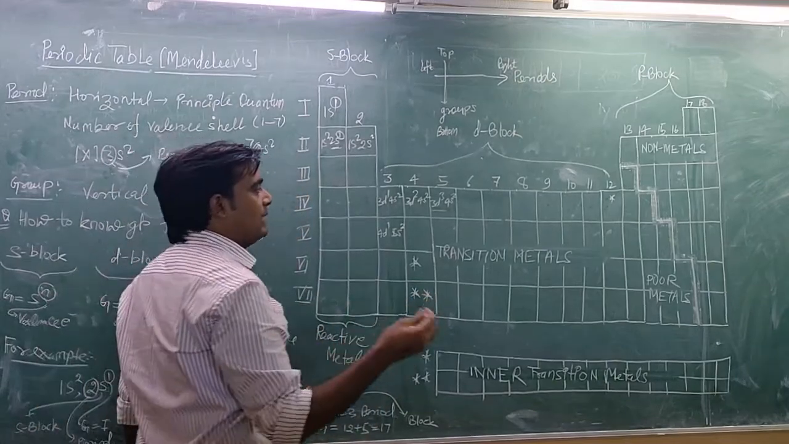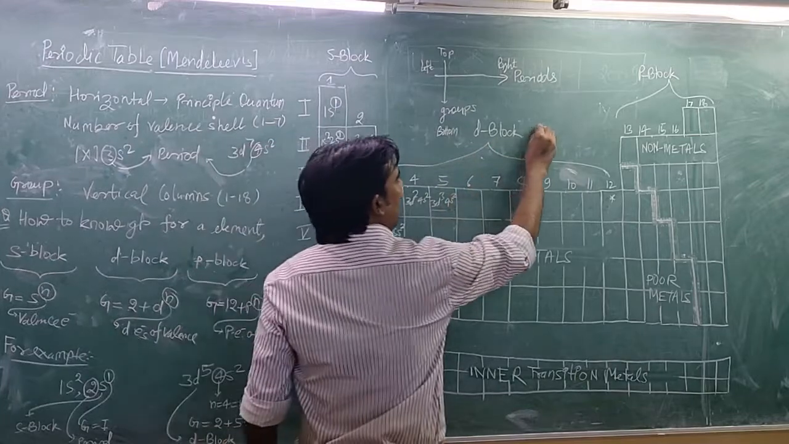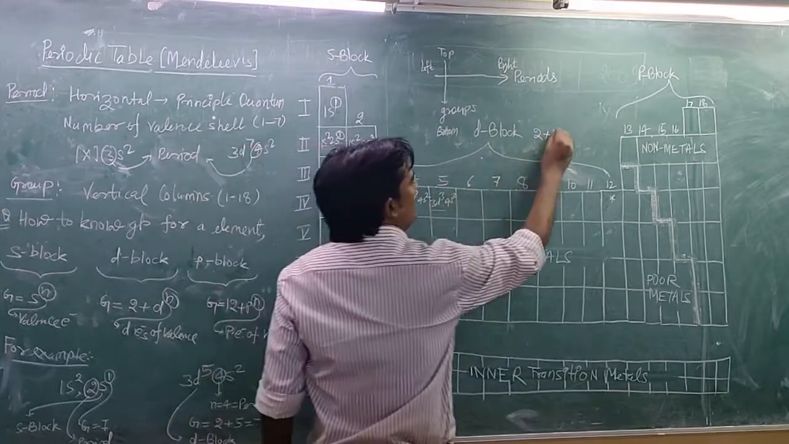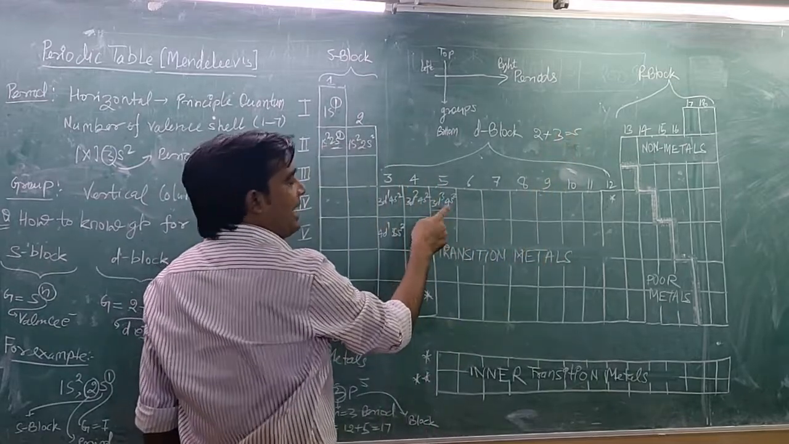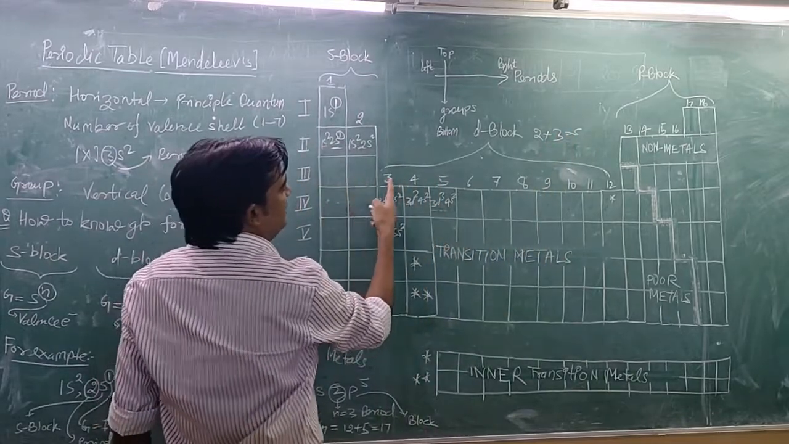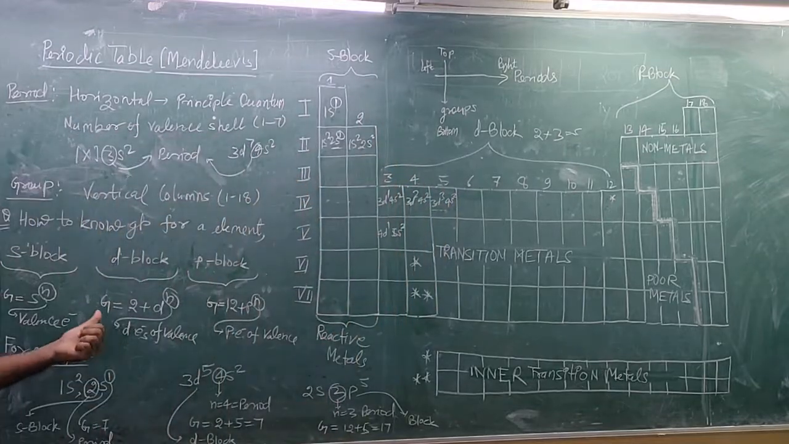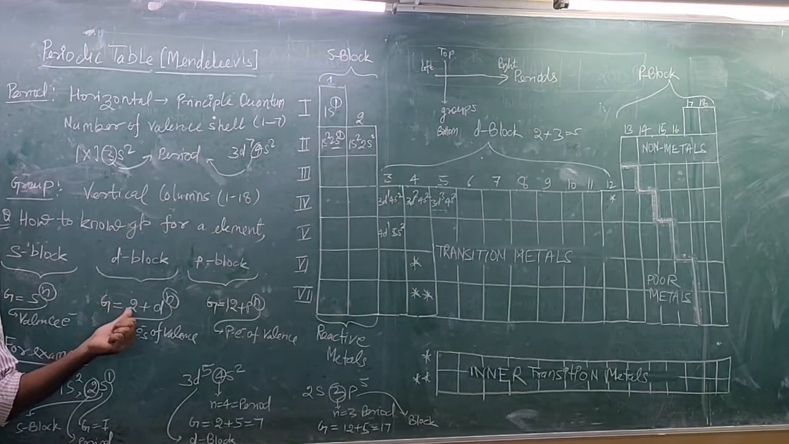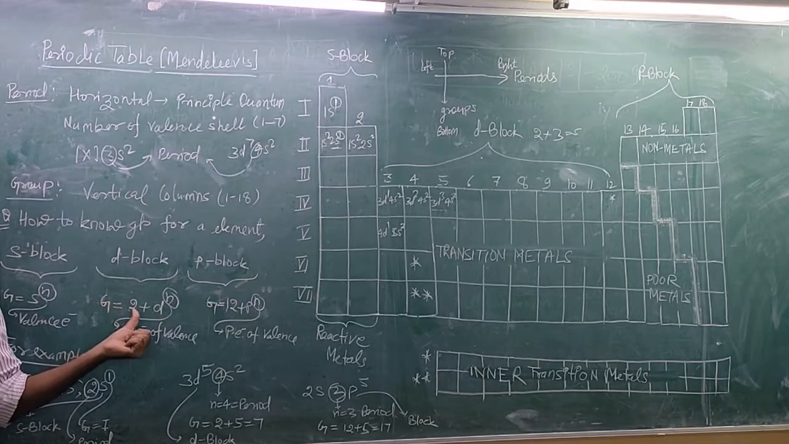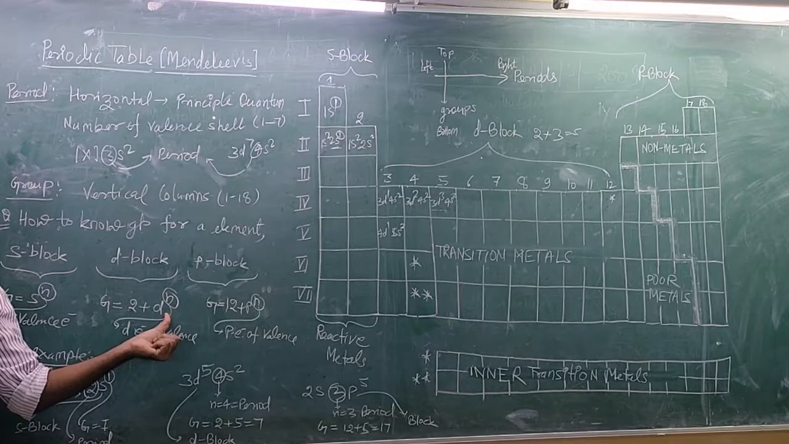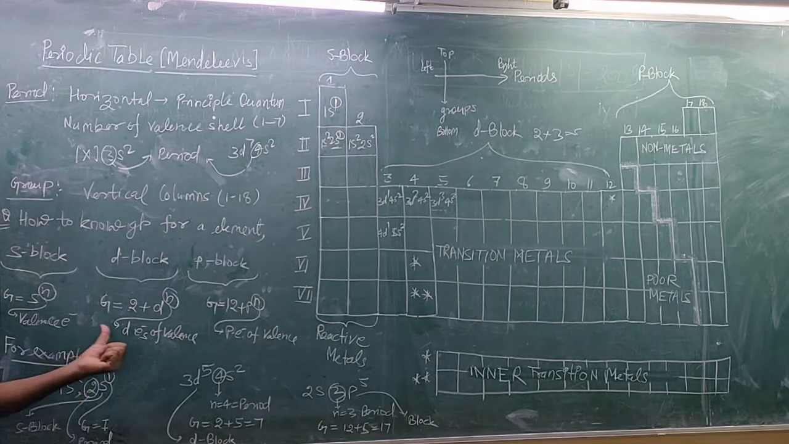You need to calculate the group. For d block elements, you need to add 2 plus the d electrons. That means 2 plus 3, that means 5. That means it belongs to group 5. Okay, 1, 2, 3, 4, 5. It belongs to group 5. So the formula for a d block element is: group is equal to 2 plus d electrons. You will get the right answer if you apply this formula.